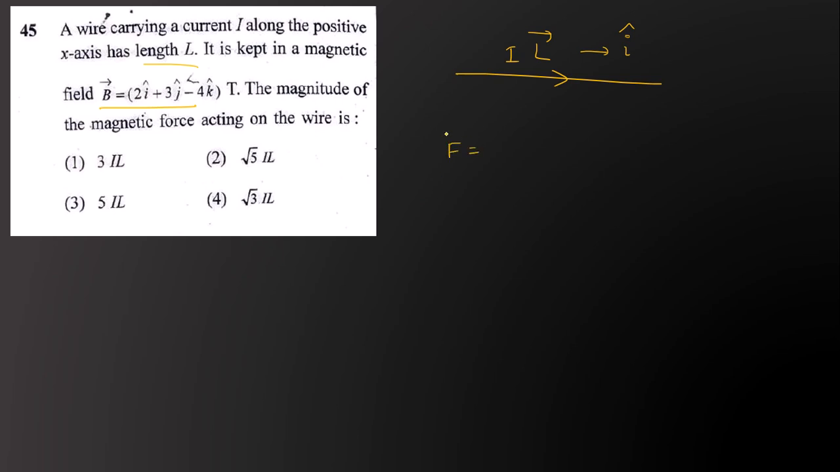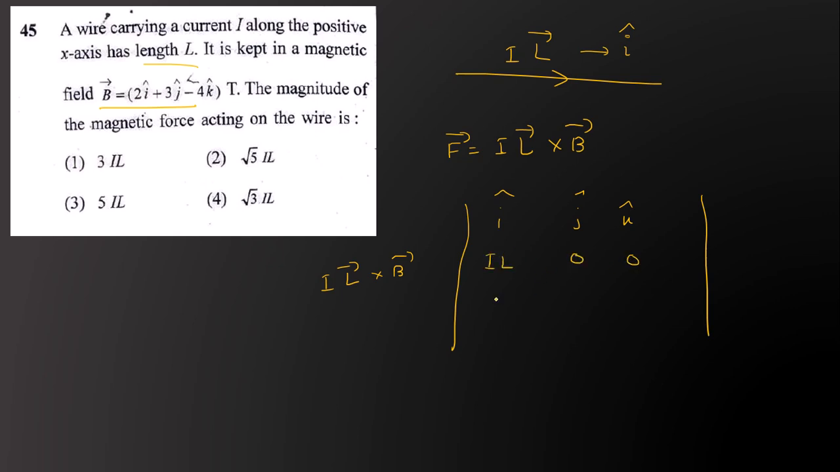Well, magnitude of force, since everything is given in vector form, we will use this formula. So we have to take the cross product. Let's take the cross product. So what is this L cross B? For the moment, let's say I L cross B. This is i cap, j cap, and this is k cap. This will be equal to I multiplied by L. This is 0, 0, 2, 3, and this is minus 4.